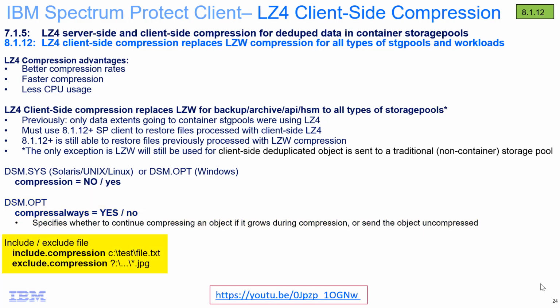You can also turn on and off compression for certain types of files or certain files using the include.compression and the exclude.compression in your include-exclude files. And I do have a YouTube video out there showing the utilization of this new LZ4 client-side compression.